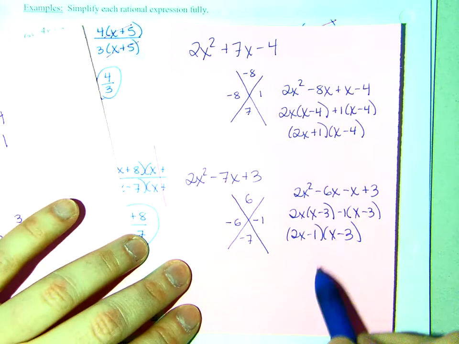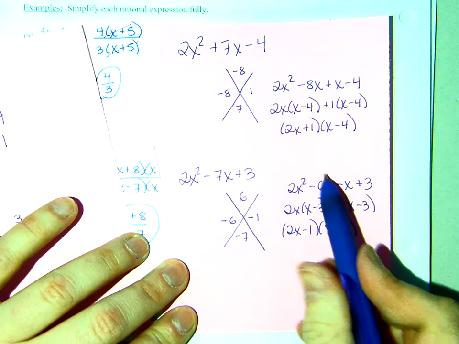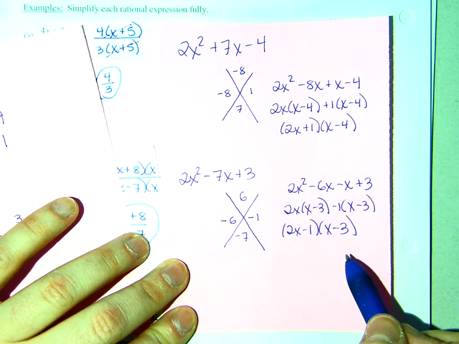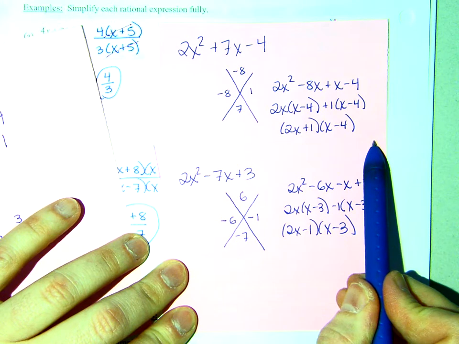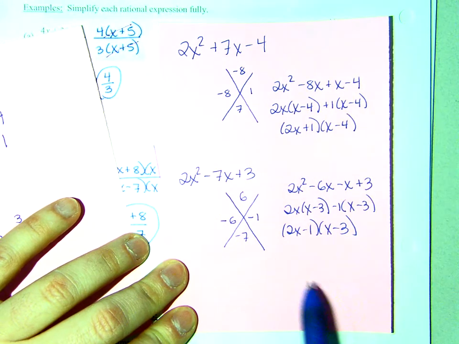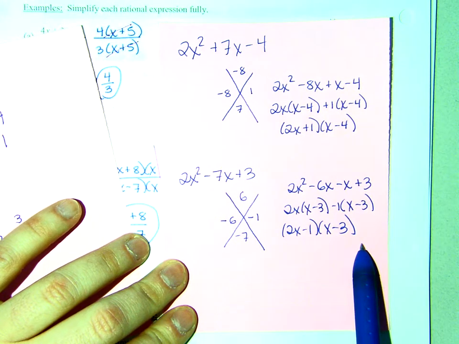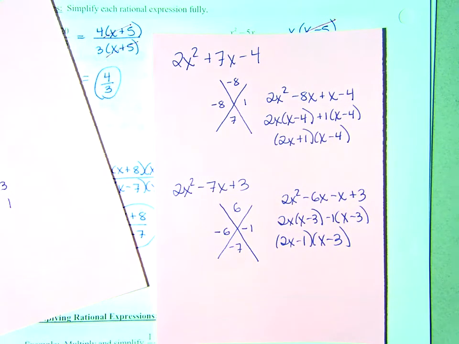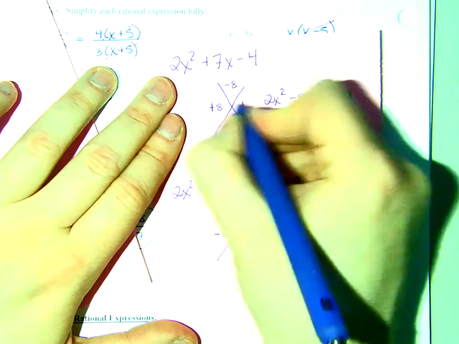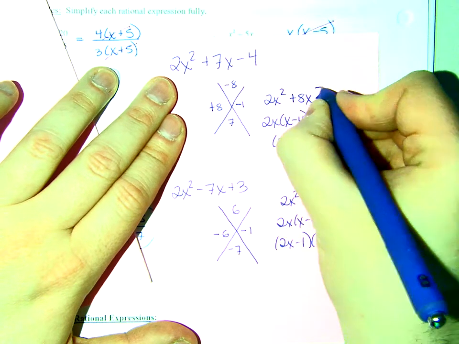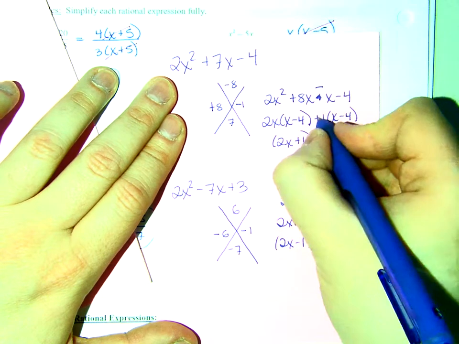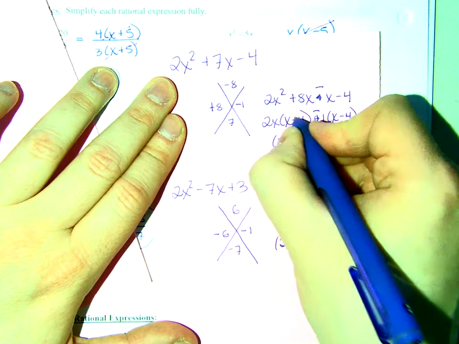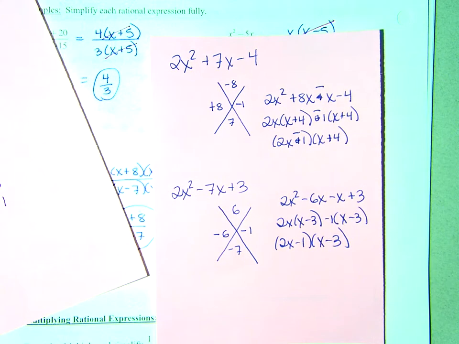Does this kind of look like you're factoring, maybe? 2x plus 1, x minus 4 on the top, and 2x minus 1, x minus 3 on the bottom? No, what'd I do? This is definitely wrong. Oh, and I see exactly what I did. That's not that. That's this. That's this. That's that. You like that any better?